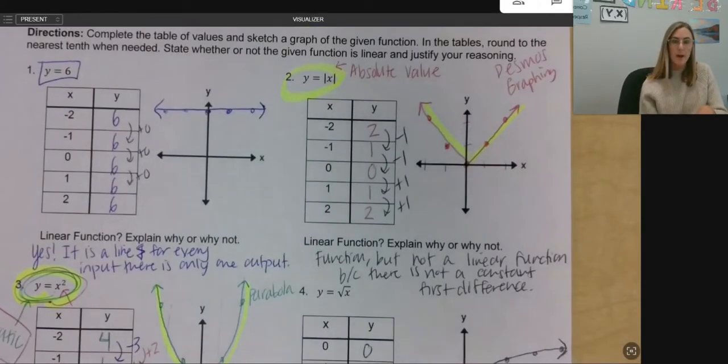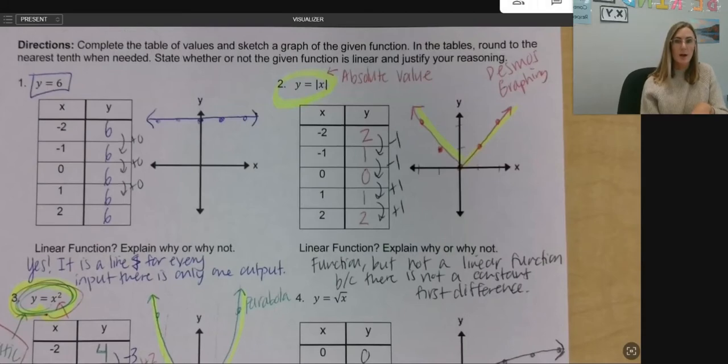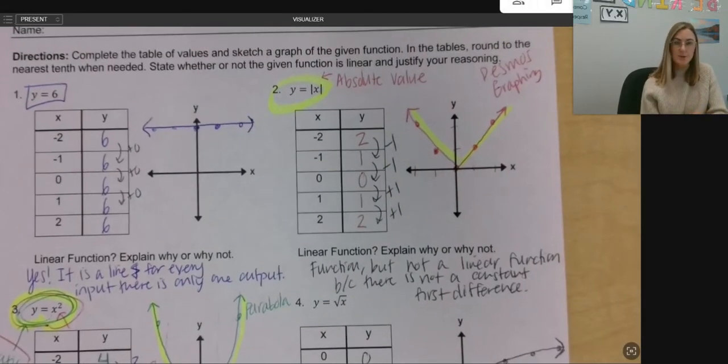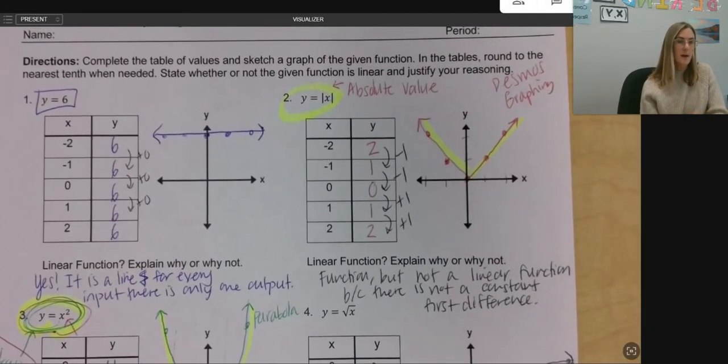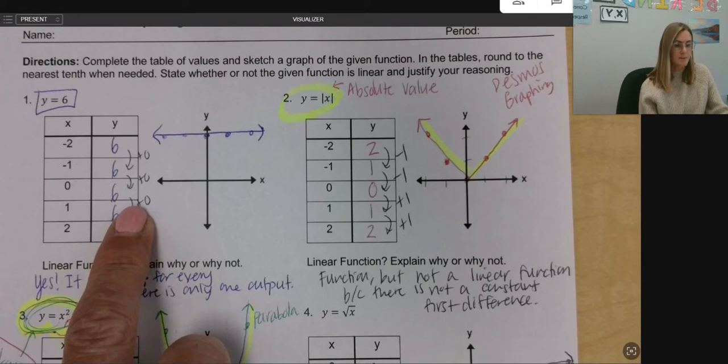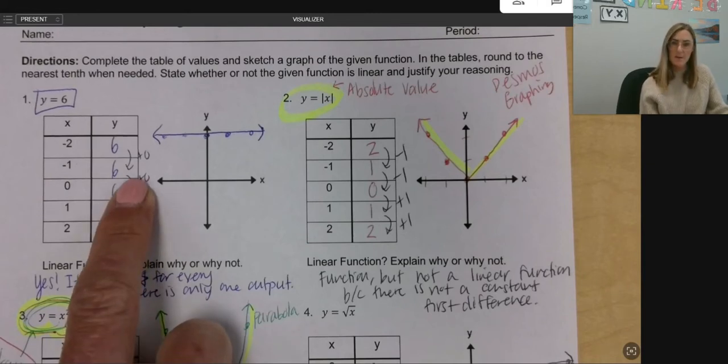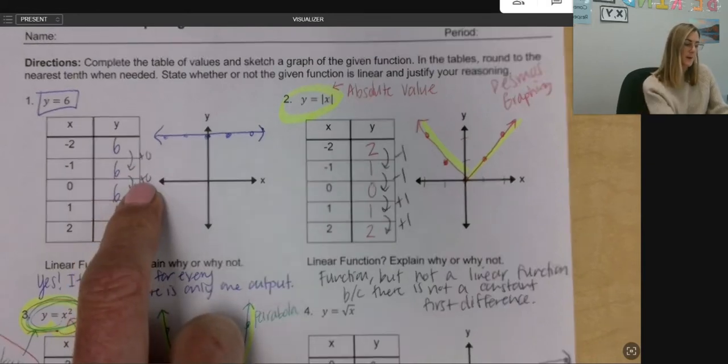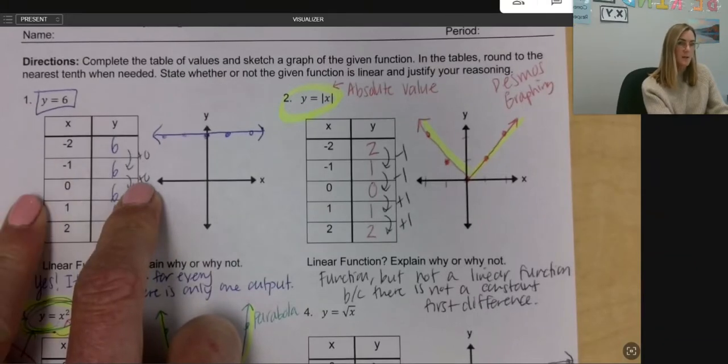So quickly recapping before the next page, if a function is linear, it needs to have a constant first difference. So this was the only one where we had a constant first difference. It happened to be 0. If I'm adding the same thing every time for every x that I'm increasing, then it's going to form a line.